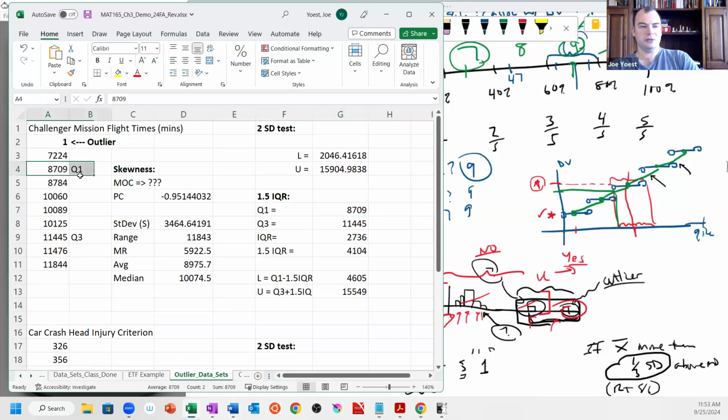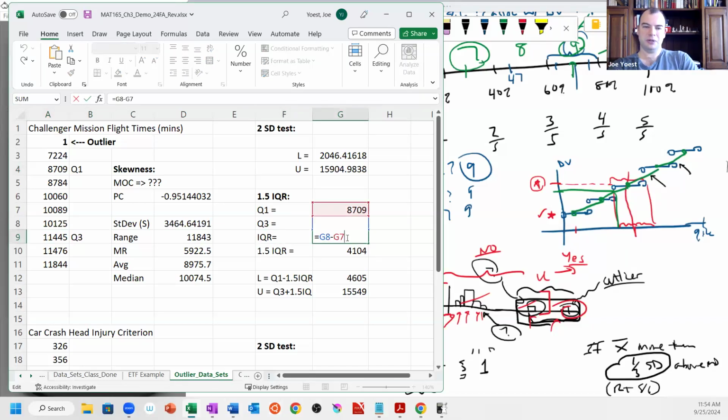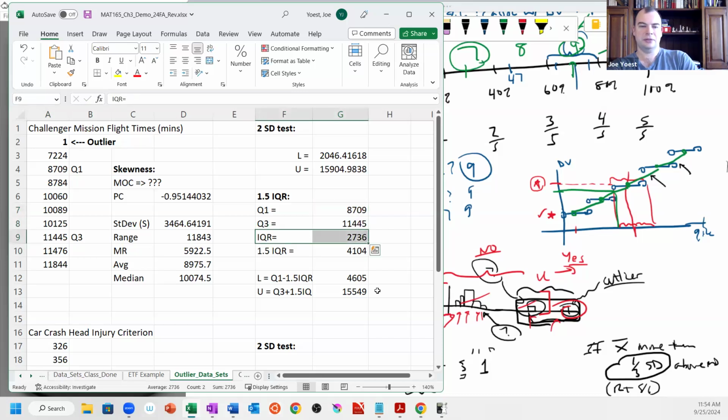So to find our 25th and 75th percentiles, we just did the kind of 0 to 10, 10 to 20, 20 to 30 bins. So the 25th percentile is in the 20 to 30 bin, and then symmetry just gives us the third quartile. The IQR is the difference between the third quartile and the first quartile. So G8 minus G7, or 11,445 minus 8,709. That gives us 2736 for our IQR, basically our measure of variation we're using here.